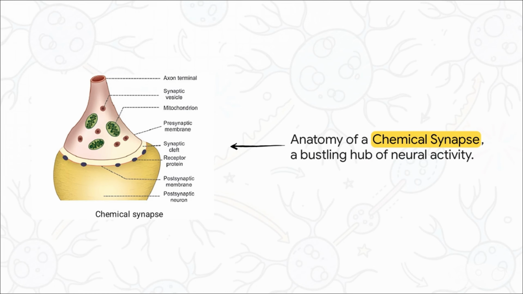All right, let's zoom way in and look at the anatomy of a chemical synapse, which is the most common type. First, over here, we have the axon terminal of the neuron that's sending the signal. And see all those little bubbles inside? Those are called synaptic vesicles. They're like tiny packages, and inside each one is a chemical message. And of course, you see these guys, the mitochondria. They're the powerhouses, churning out all the energy needed for this to happen over and over again.